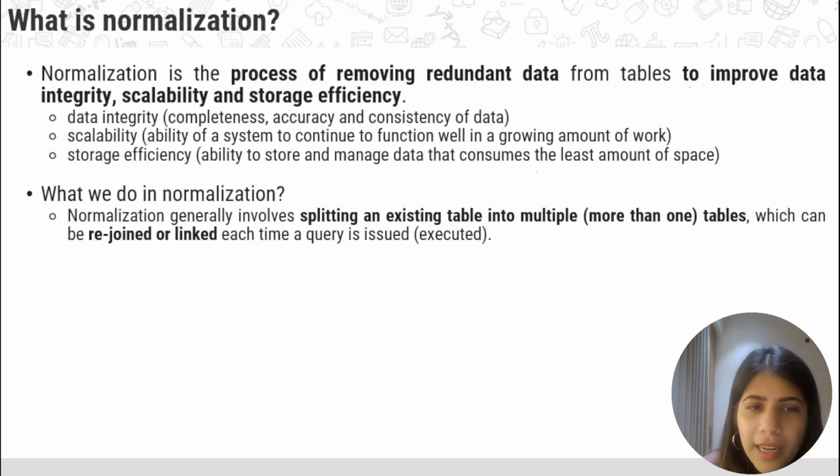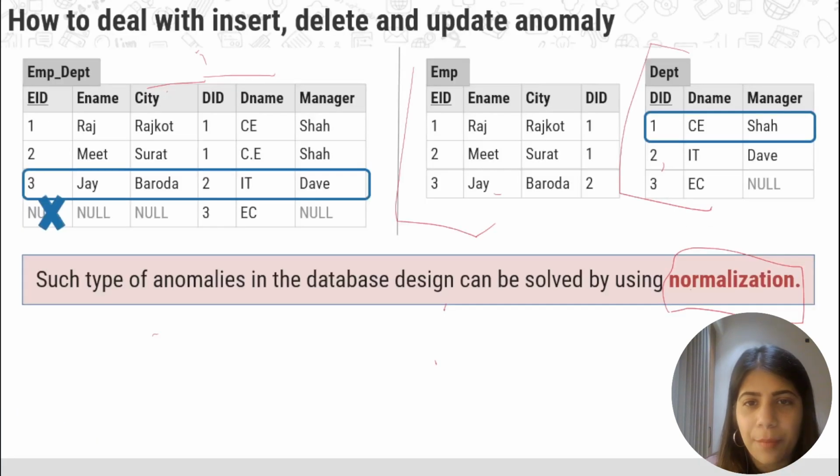And what we do in normalization? It is generally a process involving splitting an existing table into multiple, more than one, tables which can be rejoined or linked each time a query is issued. Like we saw in this example over here, how about if I divide this table into two parts, and most of the problems and anomalies will be solved in such cases.